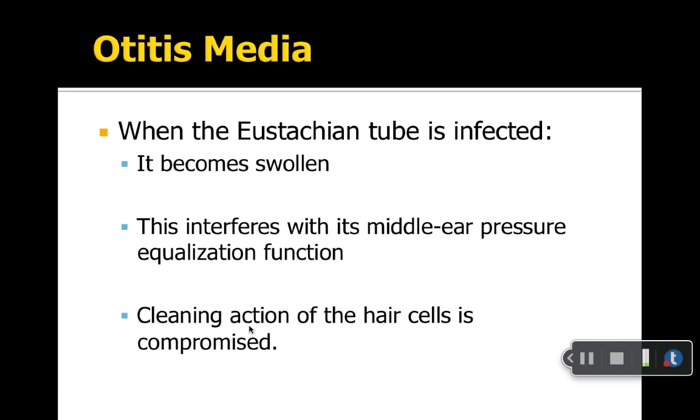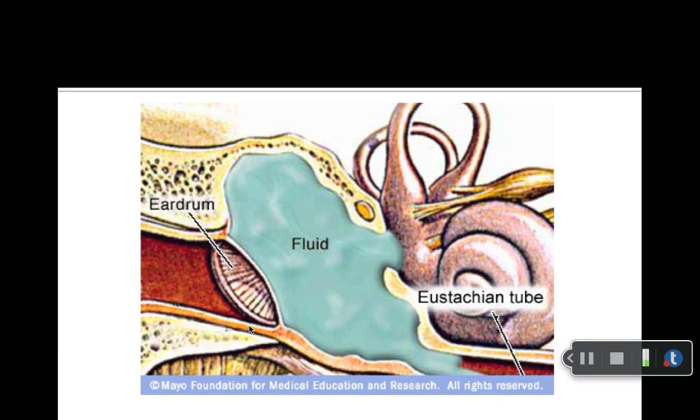When the eustachian tube becomes infected, it gets swollen. That interferes with the pressure equalization of the middle ear, and it interferes with the cleaning action of the cilia. So here's an example of fluid in the middle ear space. Sometimes with ear infections, the fluid gets infected, and sometimes it's not, and a child will just have fluid in their ear. I'm sure you've heard that expression too.